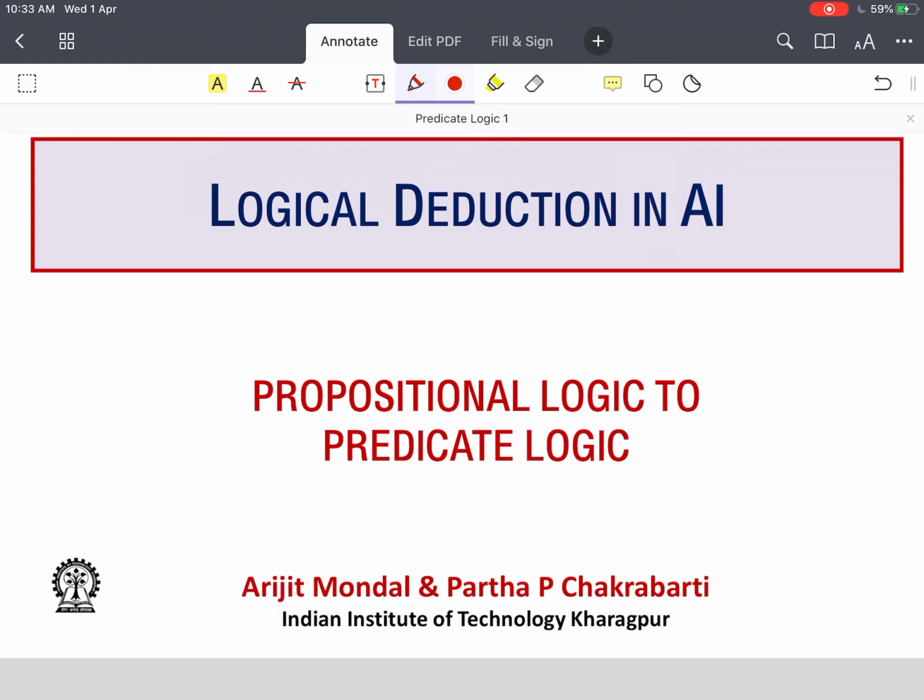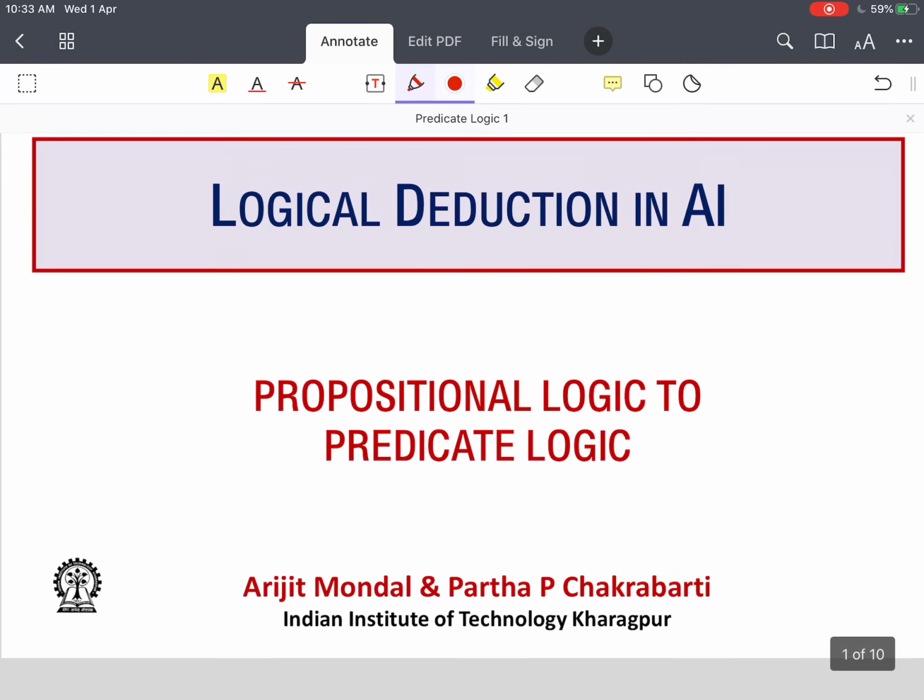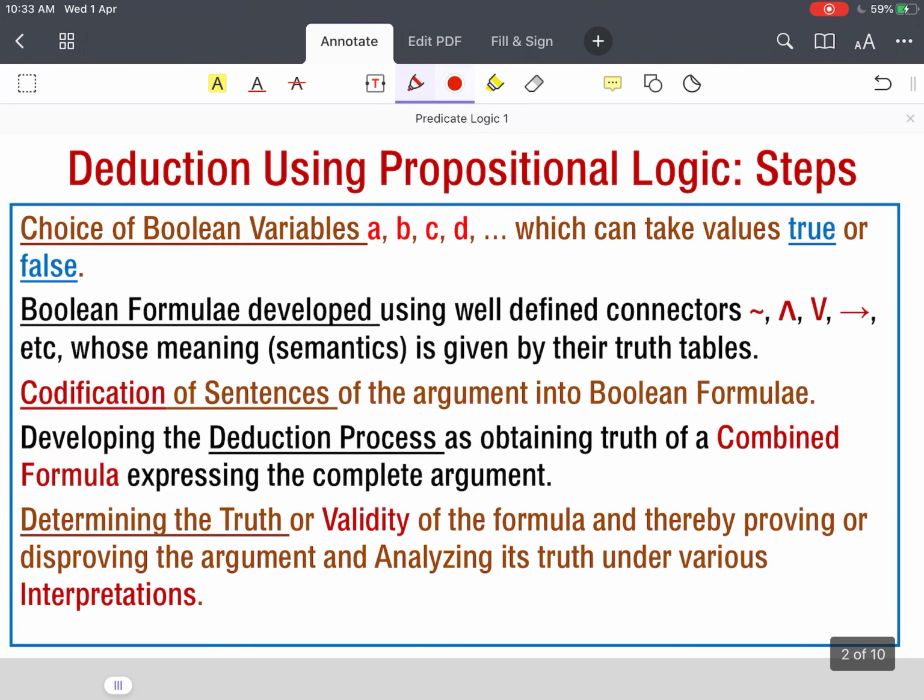In earlier lectures in this class, we have done propositional or Boolean logic, and we have studied how we model problems using Boolean or propositional logic and how we analyze them and carry out deduction or inference. Today, we shall move on to what is first order logic, also known as predicate logic.